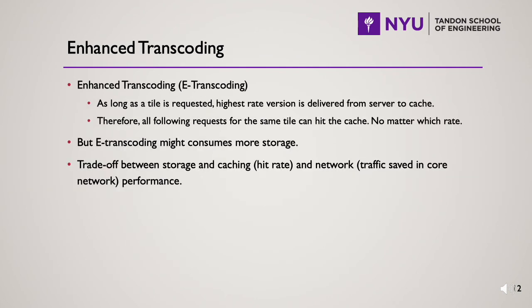Therefore, we further propose another strategy named enhanced transcoding. With enhanced transcoding, as long as a tile is requested, the highest rate is delivered from the server to the cache, so that all the following requests for the same tile can be served by the cache. However, enhanced transcoding might consume more storage, so we say it's a trade-off between storage and caching and network performance.